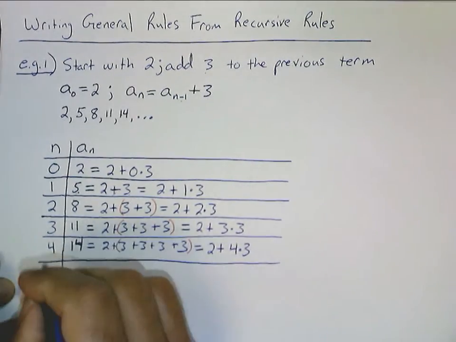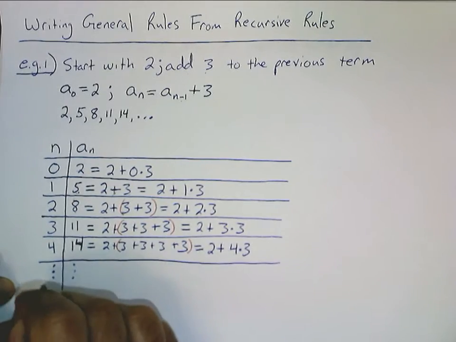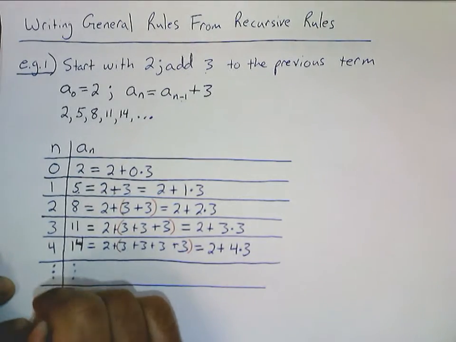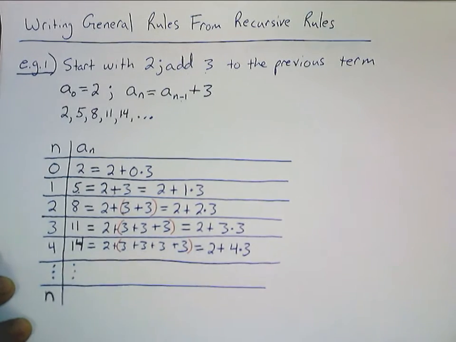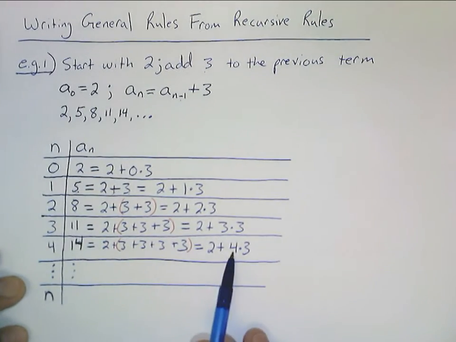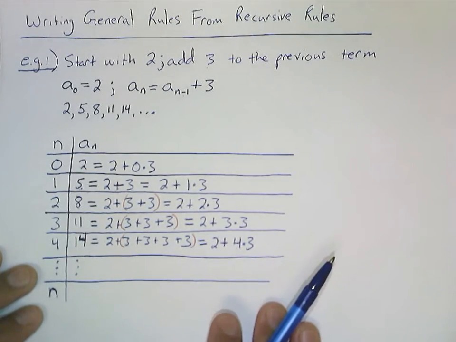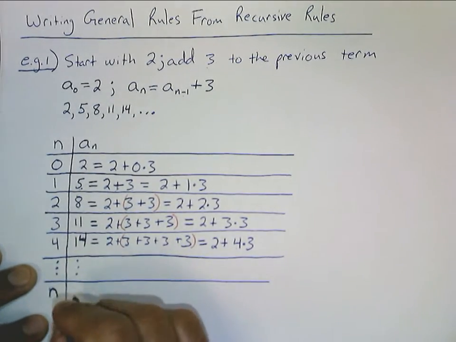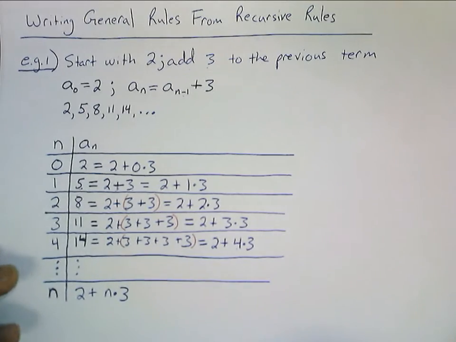So, if we continue this down, I'll just put some ellipses, to say that this whole thing is going to continue on forever. So when we're looking at the nth term, notice, you see this pattern here? Should be pretty obvious now. Whatever n is, that's how many 3's we're adding on. So, if we're looking at the nth stage, a sub n is going to be 2 plus n times 3.